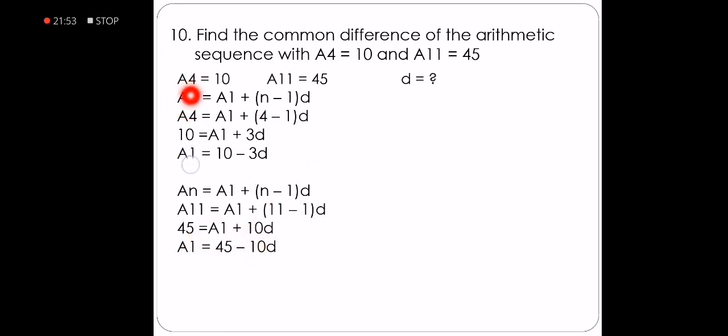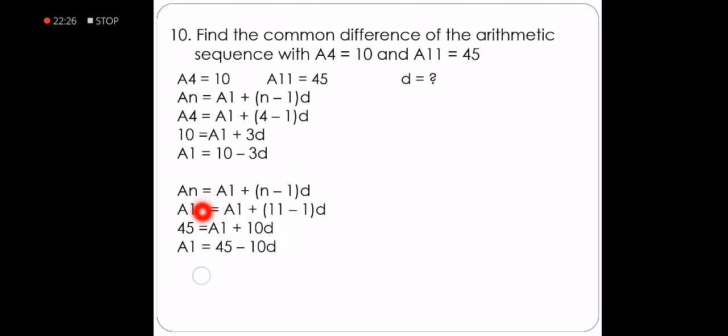So, using a sub 4, a sub n equals a sub 1 plus the quantity n minus 1 times d. A sub 4 equals a sub 1, hindi natin alam yung value ni a sub 1, plus, our n is 4 minus 1 times d. So, 10 equals a sub 1 plus 3d. So, ililipat lang natin yung ating 10 sa kabila, sa katabi ni 3d para ma-equate natin si a sub 1. So, a sub 1 equals 10 minus 3d.